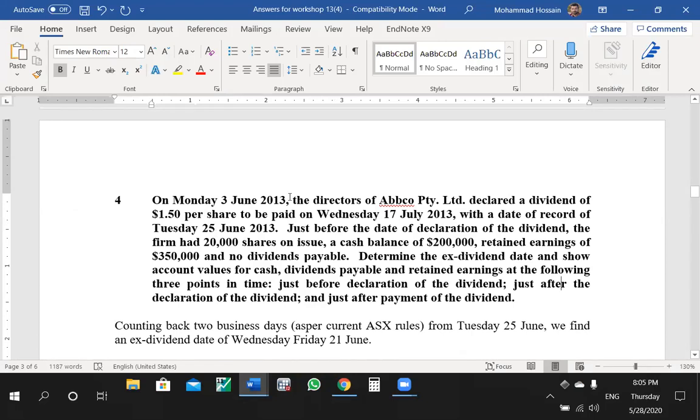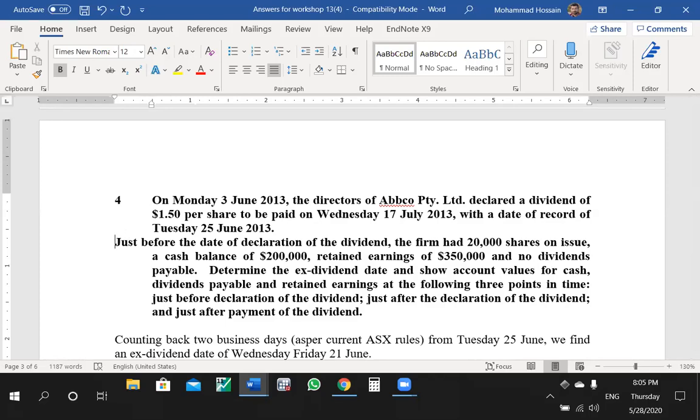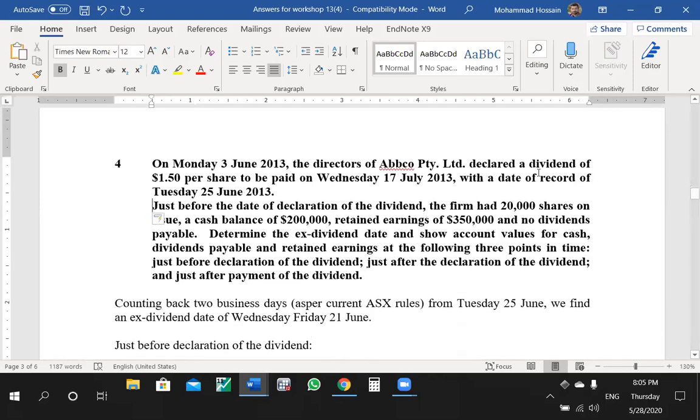On Monday, 3rd of June 2013, the directors of Abco Proprietary Limited declared a dividend of 1.5 per share to be paid on Wednesday, 17 July 2013, with the date of record of Tuesday, 25 June 2013. Okay, so date of record is 25. Remember that. Declaration day is 3rd of June. Declared dividend, 3rd of June.